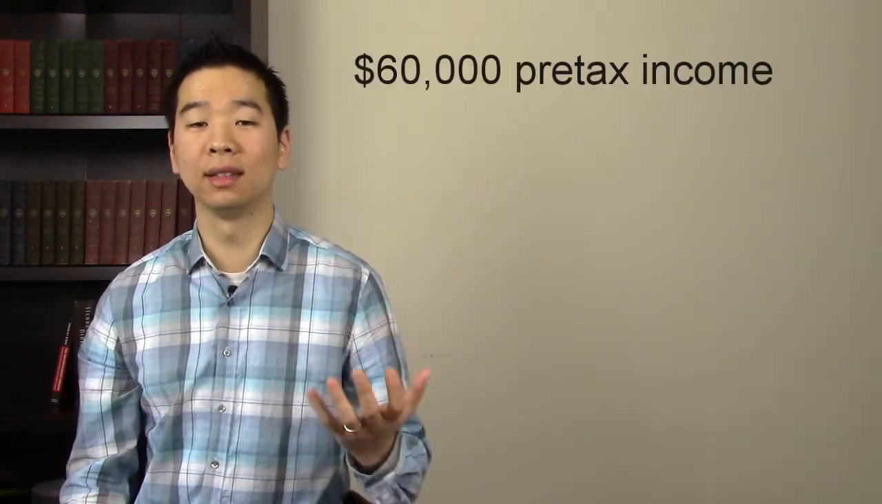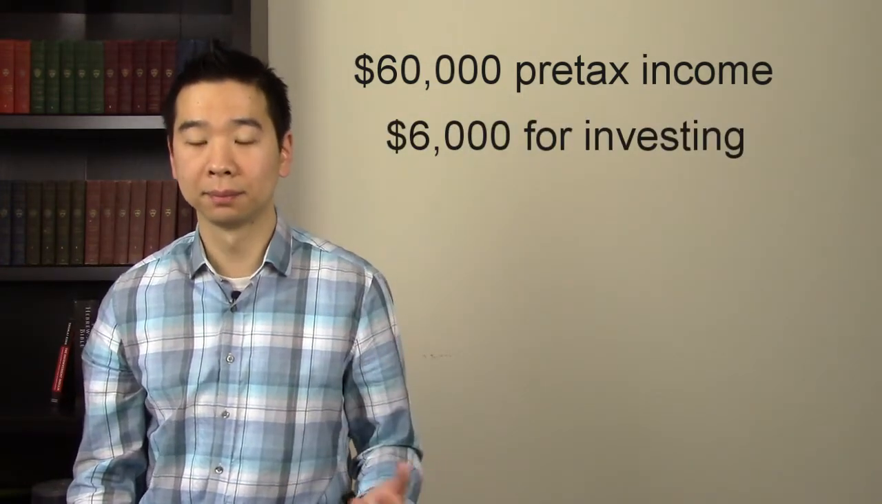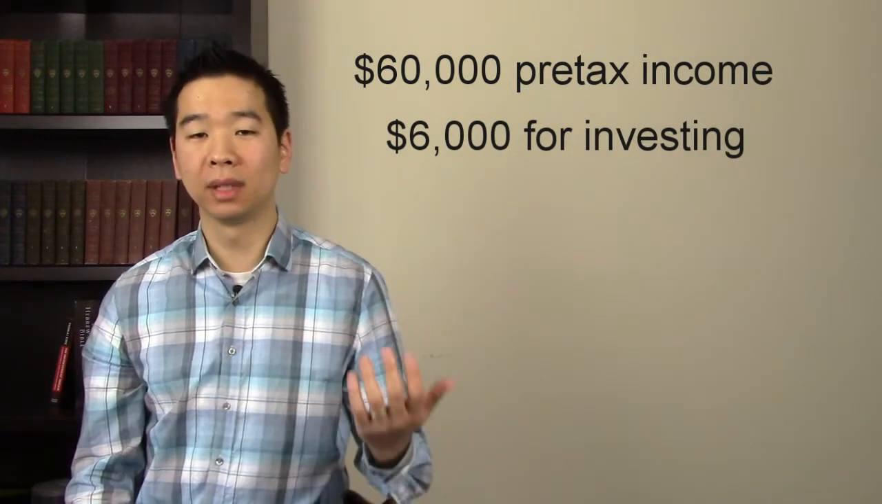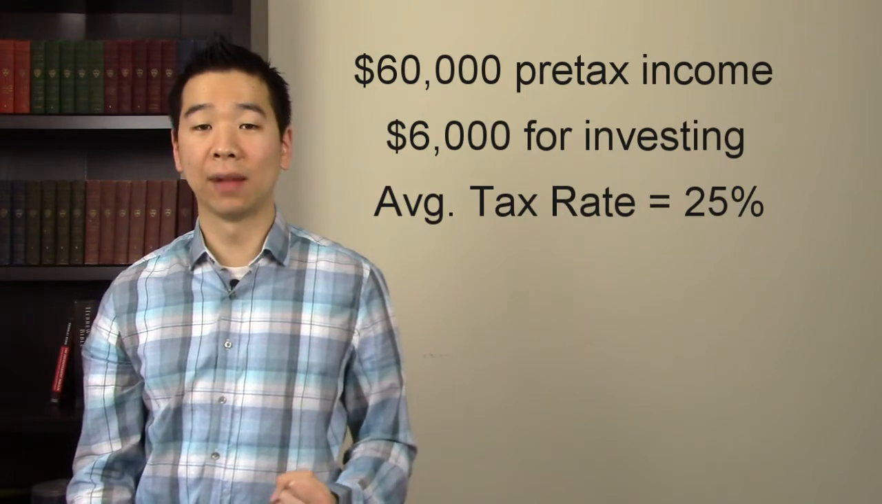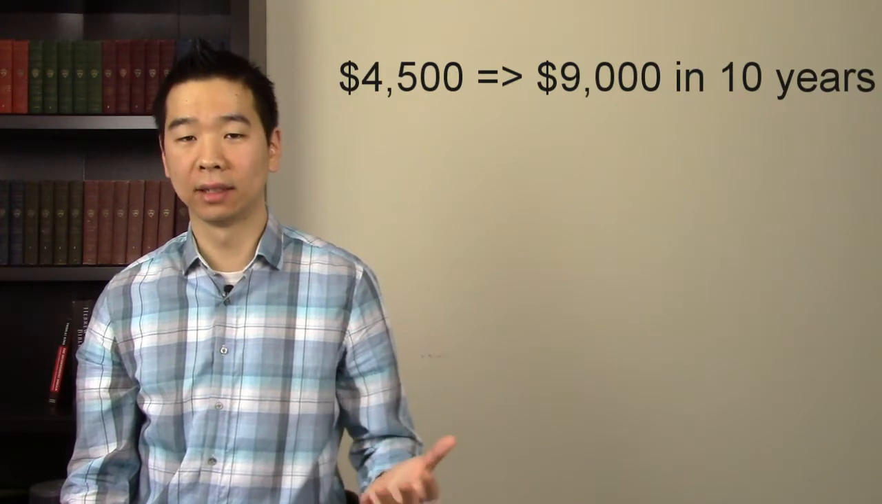Now in future episodes, I'm going to talk about RRSPs and TFSAs. But for sake of comparison, let me walk you through a hypothetical scenario whereby the investor doesn't use any of these tax shelters. Let's say that you earn $60,000 and you want to earmark $6,000 of those pre-tax dollars for investments. Let's say that your average tax rate is about 25%, which means that after you pay your income taxes, you have $4,500 left. Let's say that you then invest the $4,500 in stocks, and since you're a good investor, let's say that this $4,500 grows into $9,000 a decade from now.